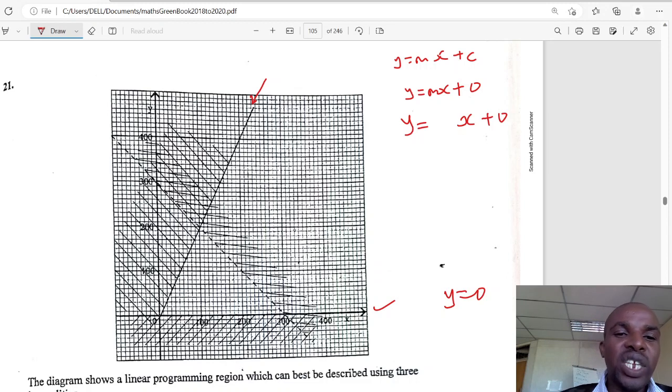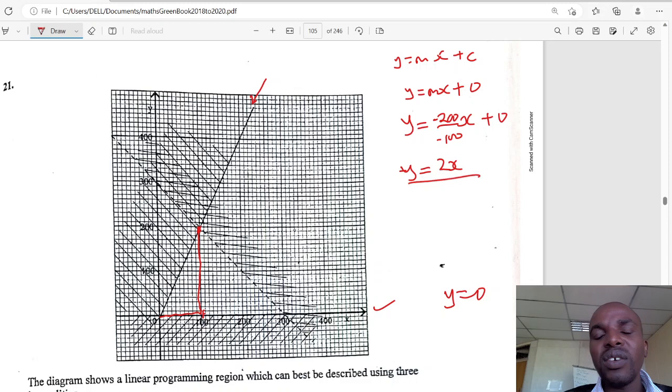Then find the gradient. You can use increase in y over increase in x. Form a triangle. You can find this point, right? This point you can use increase in y. From this point, it's actually 200. It's minus 200 over increase in x from this one to this one. 100 minus 0 is 0 minus 1, it's minus 100. So it will be y is equals to 2x, right?